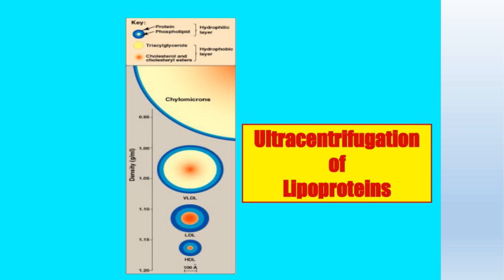Now, let's talk about ultracentrifugation of lipoproteins. This is a key technique used in biochemistry to separate different types of lipoproteins based on their density. Essentially, by spinning samples at extremely high speeds, we can isolate various lipoprotein classes like chylomicrons, VLDL, LDL, and HDL.